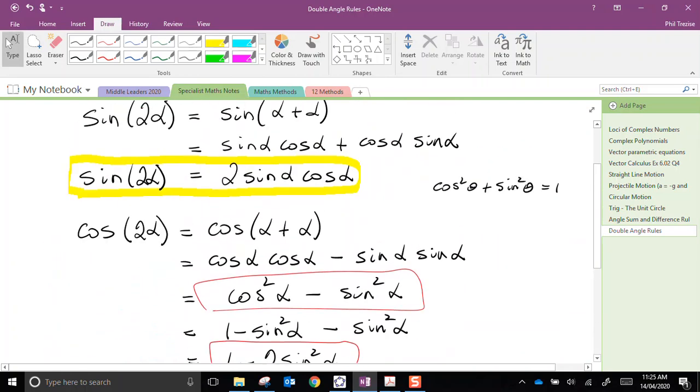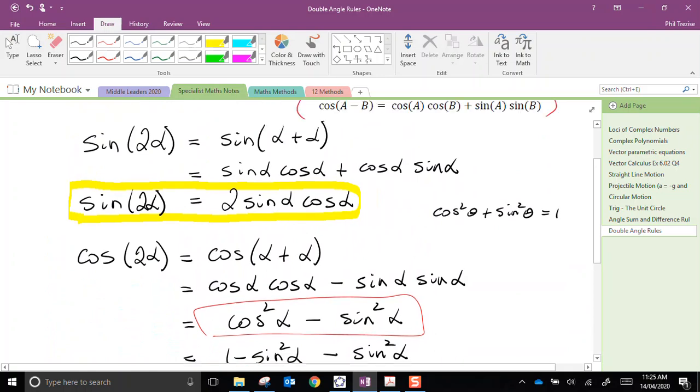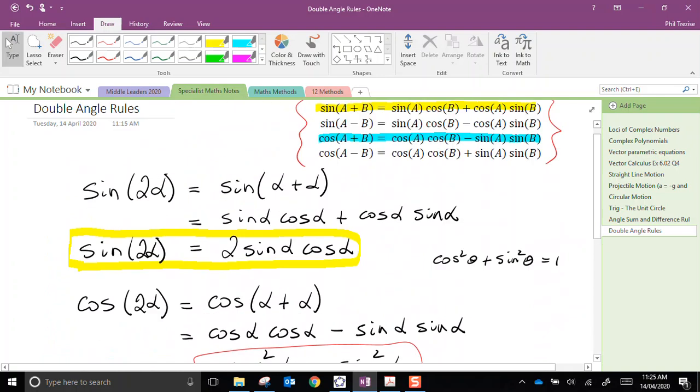And of course, for sine of a double angle, it was just the same expression each time. That's all for double angles. That was a nice short little video.